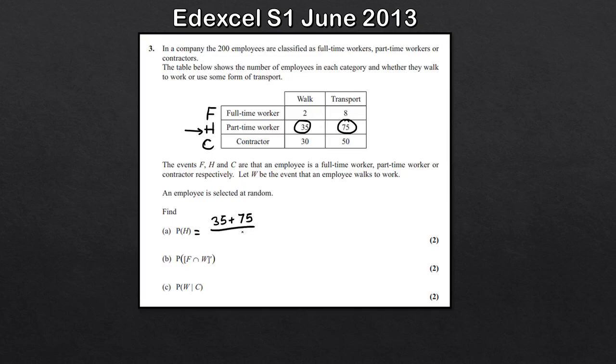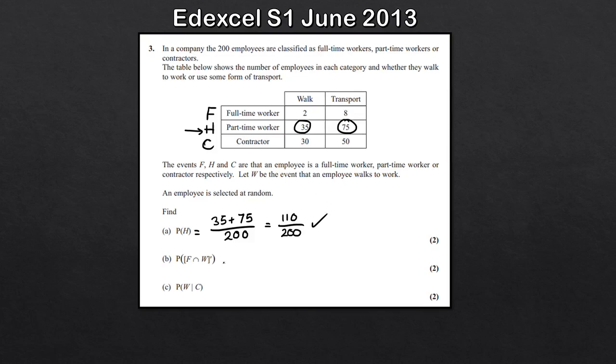And now we're going to divide this by the total sample here, which is 200 employees. Clearly 35 plus 75 just gives us 110, so I get 110 over 200. You could express that as a decimal if you wanted. It'd be 11 over 20, giving you 0.55. That's absolutely fine as well, but for now I'm just going to keep all these as a fraction. So for our first one, the probability of being a part-time worker, that's our solution there.